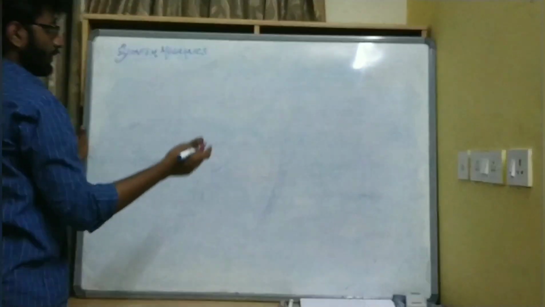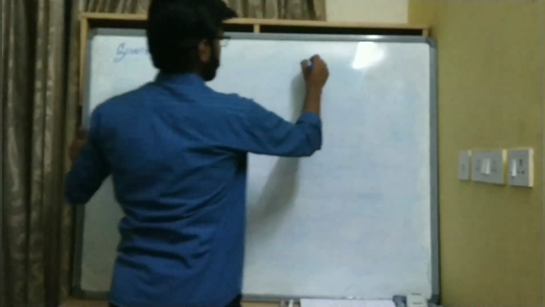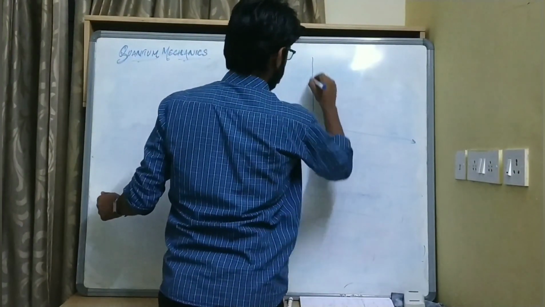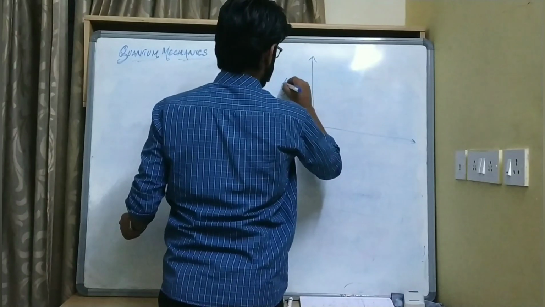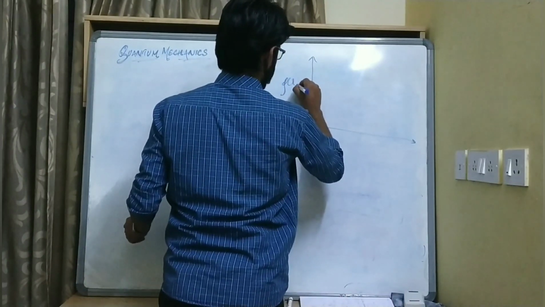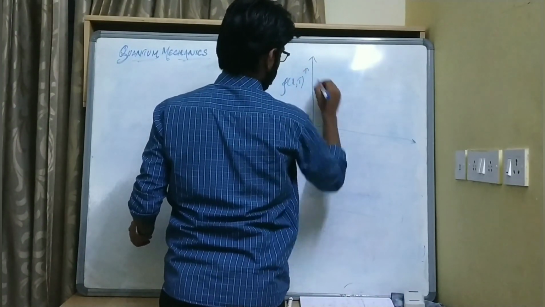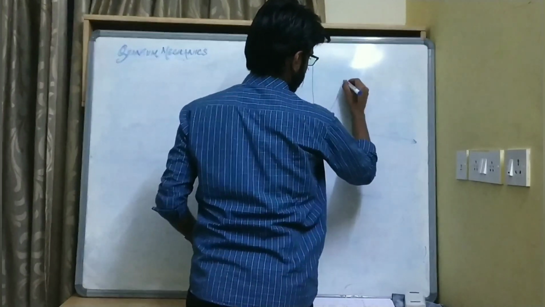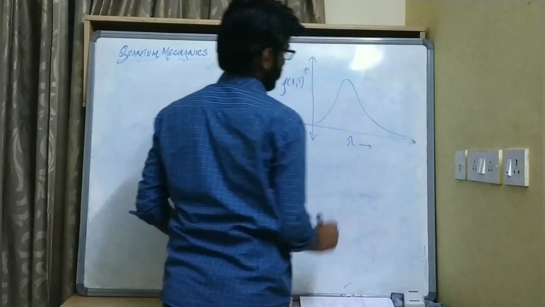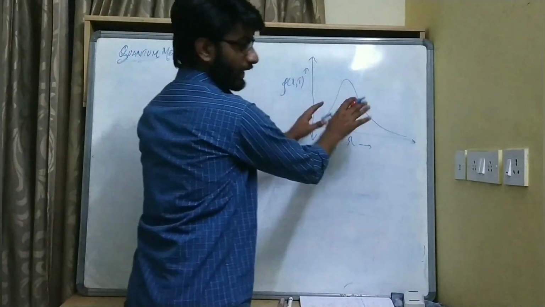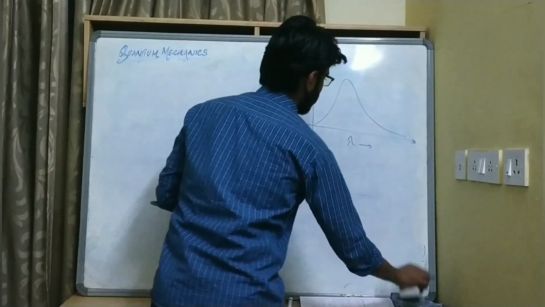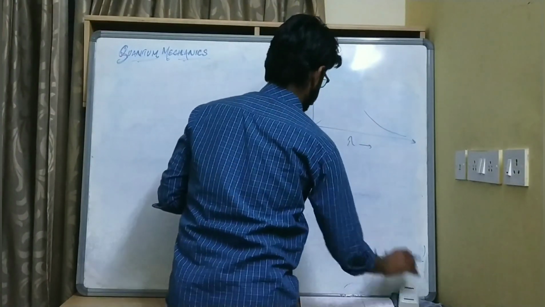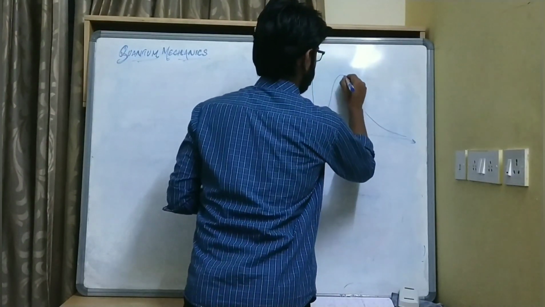The spectrum looks like this: rho lambda T versus lambda. Actually, it's not completely symmetric. It's skewed towards this side. I should draw it in a perfect manner. It's like this.